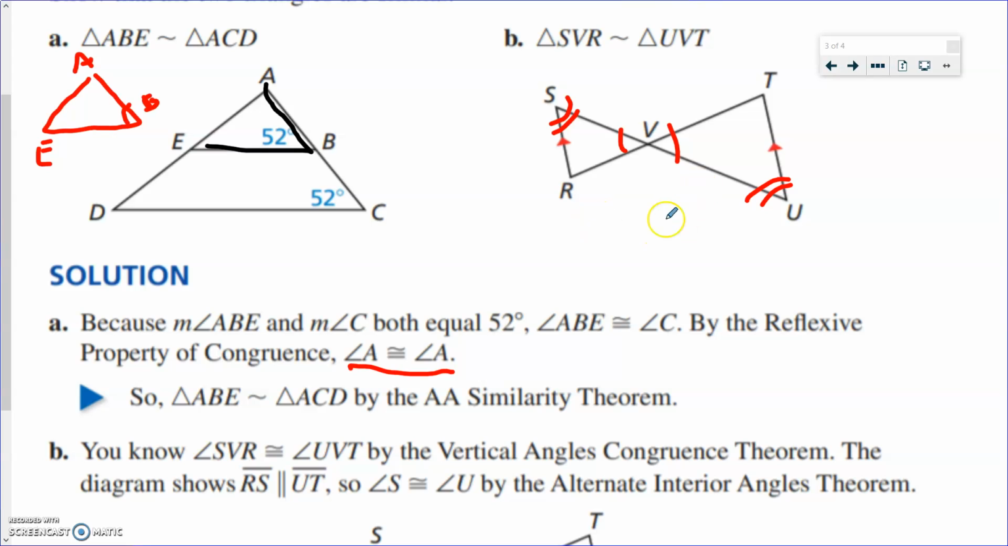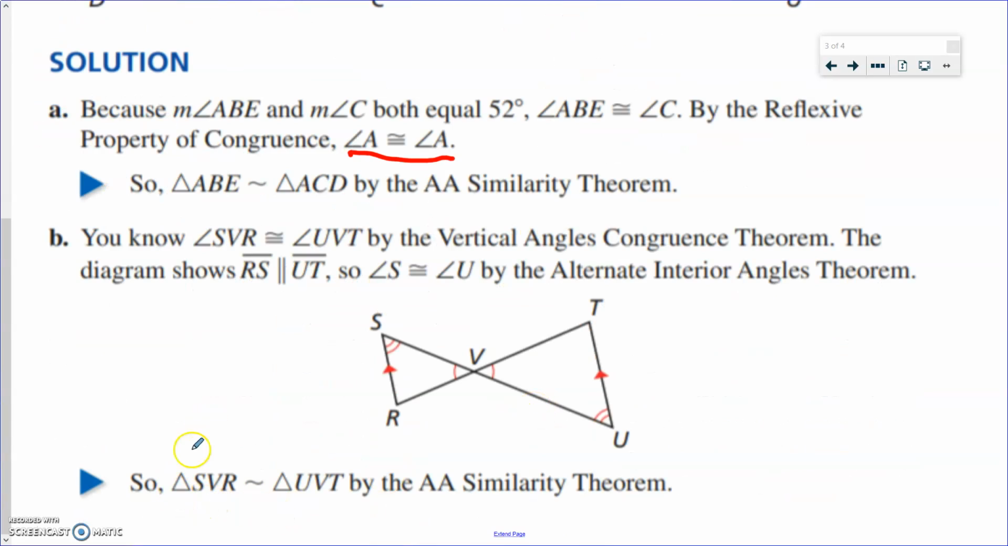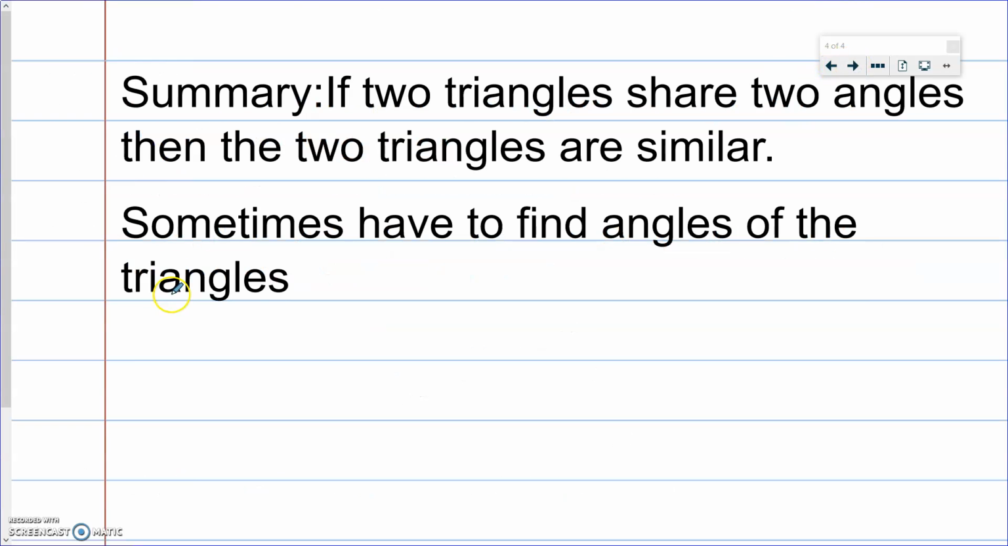What we need to just realize is that although we have two different sized triangles, they have two pairs of congruent angles. And so because of that, we can say that triangle SVR is similar to triangle UVT by the AA similarity theorem. The big idea is, if two triangles share two congruent angles, then the two triangles are similar. Sometimes we have to find the angles of the triangles, so we have to fill them in. Usually we have to know that all three add up to 180.